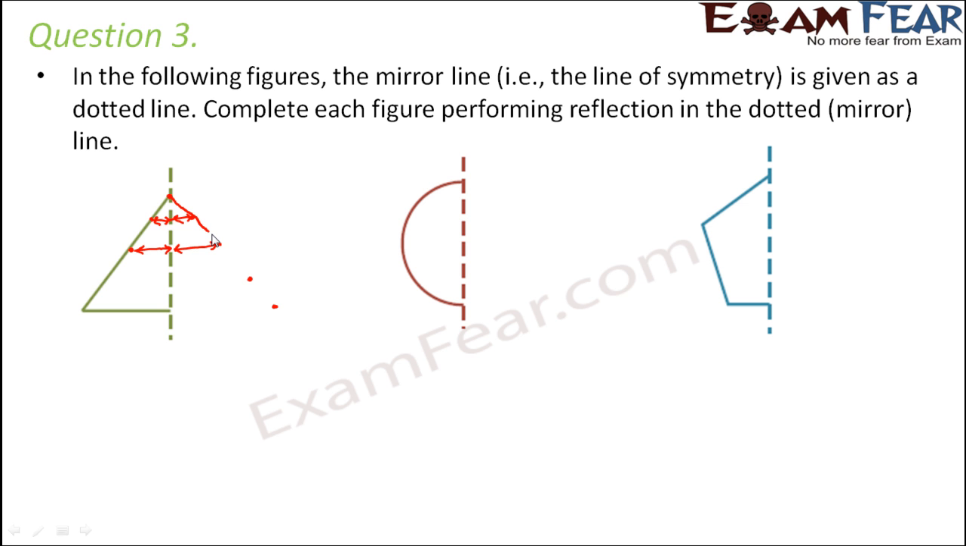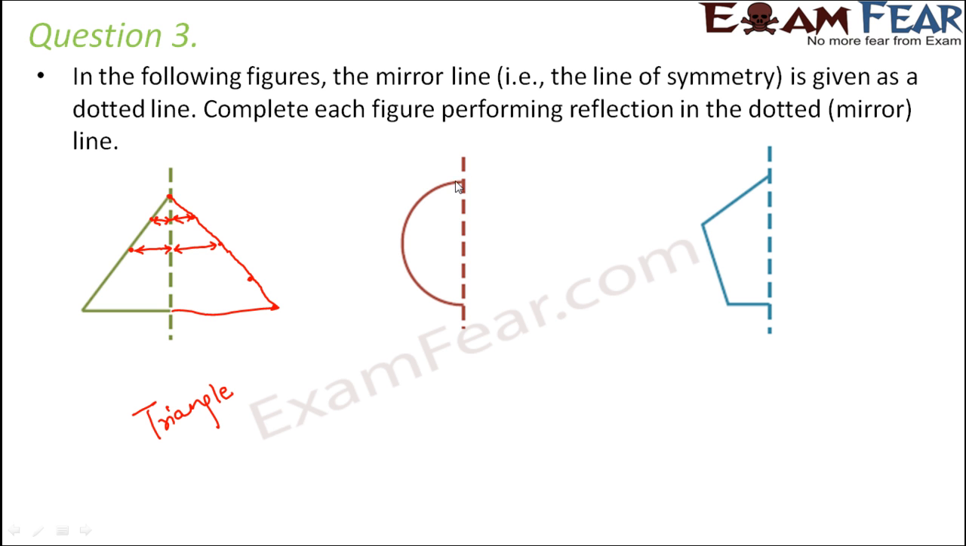So now when you join all of these points, what do you get? You get a shape like this. I haven't drawn it properly, but when you actually draw it properly, you would see that the length of this side is equal to the length of this side, the length of this side is equal to the length of this side. And what do you get? You get a triangle.